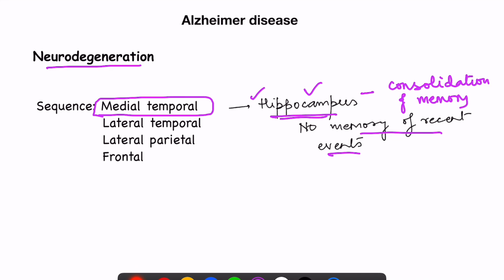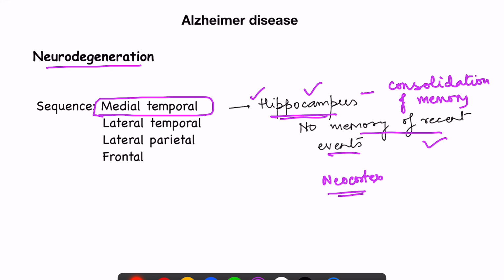See, once we experience any new event, the information is passed to the hippocampus, and then by consolidation of the memory, it is converted to long-term memory, and long-term memory is stored in various regions of the neocortex. So first thing which happens is loss of recent event memory, and later on, with involvement of more and more cortical regions, there is loss of long-term memories as well. So there is a sequence of neurodegeneration I was talking about.